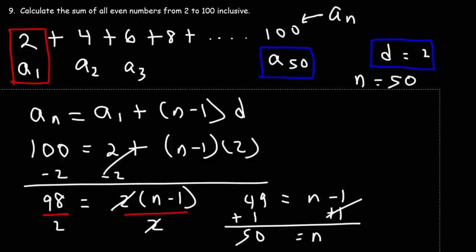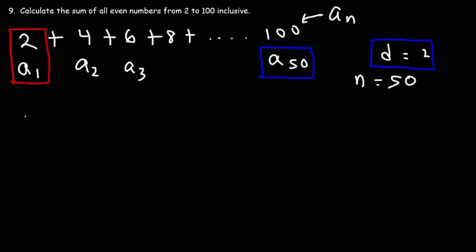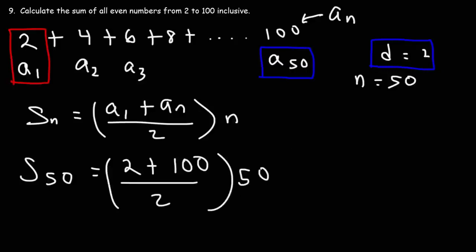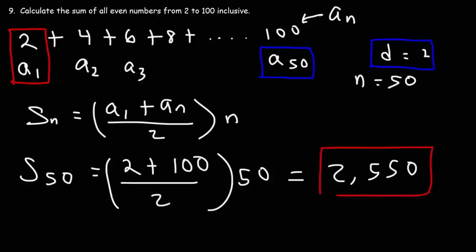So now we have everything that we need in order to calculate the sum of the first 50 terms. So let's begin by writing out the formula first. So the sum of the first 50 terms is going to be the first term, which is 2, plus a sub 50, the last term, which is 100, divided by 2, times n, which is 50. So 2 plus 100, that's 102, divided by 2, that's 51. 51 times 50 is 2,550. So that is the sum of all of the even numbers from 2 to 100 inclusive.